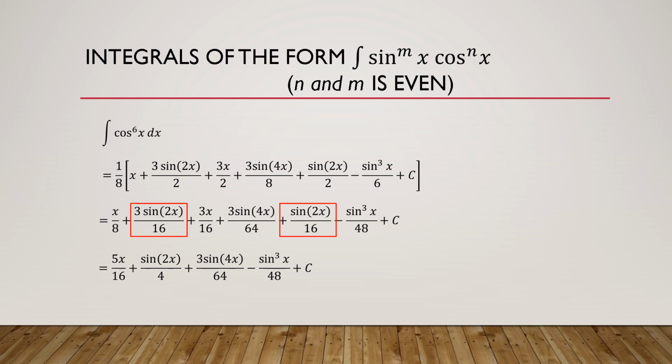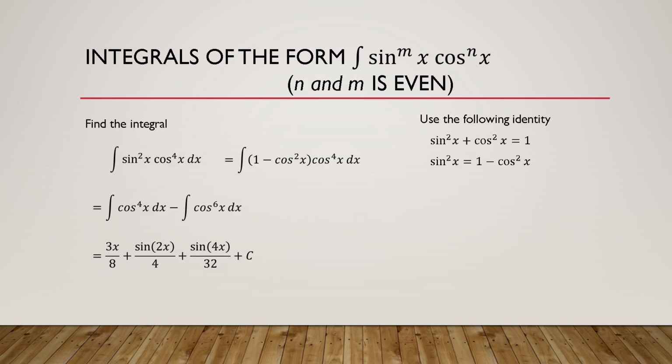3 sine 2x over 16 plus sine 2x over 16 equals sine 2x over 4, plus 3 sine 4x over 64 minus sine cubed x over 48 plus c. We can now replace this answer in our original equation, remembering to retain the minus sign, and simplify.